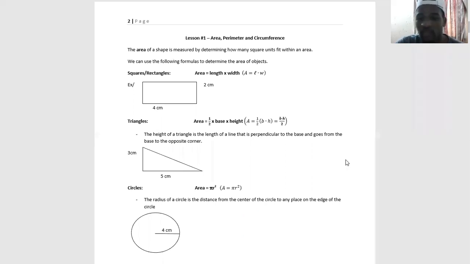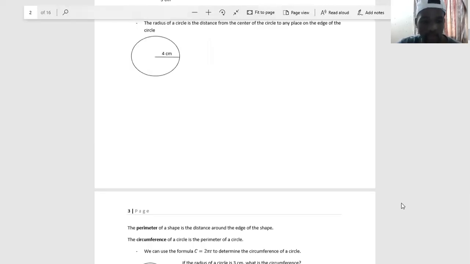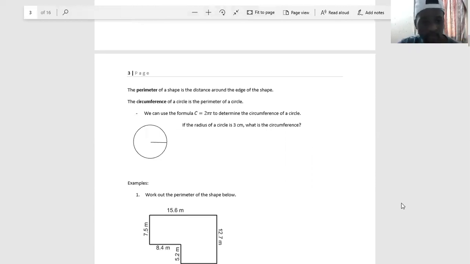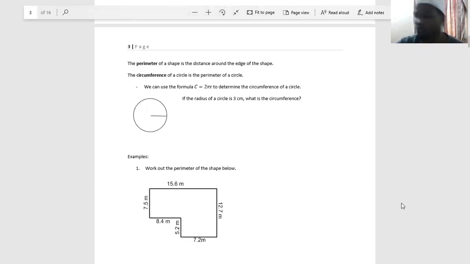So moving forward, I hope by now you understand the formula for the area of the square, the rectangle, the triangle, and the circle. Those are the 4 basic shapes you should know. If you don't know these, you can't understand the other lessons that we'll be doing right now. Let's move forward. We are going to the perimeter. We are done with the area.